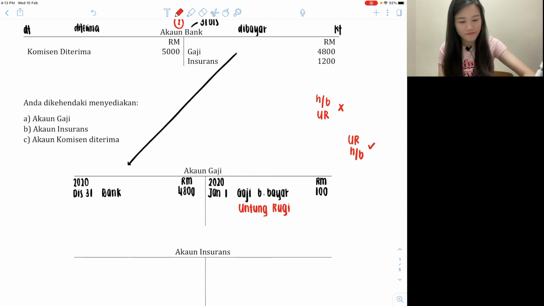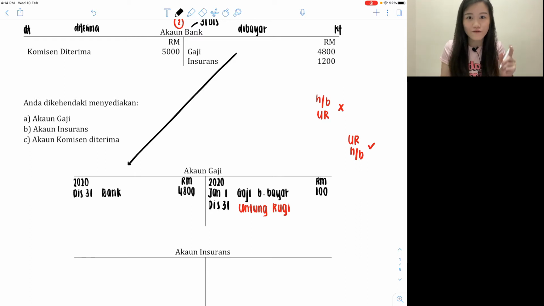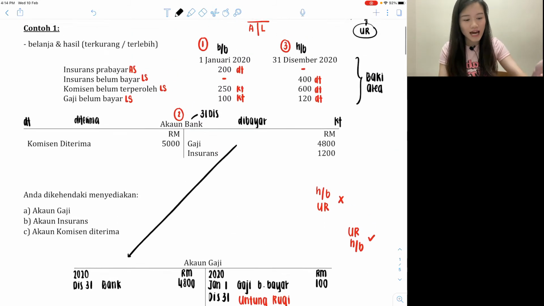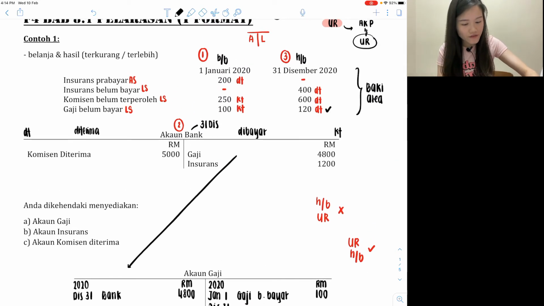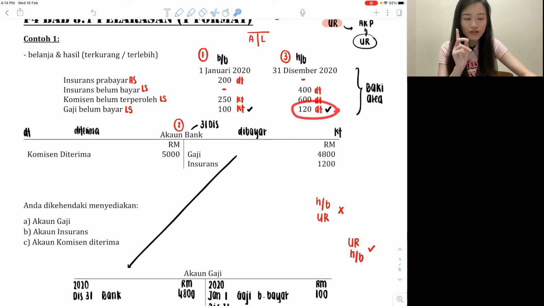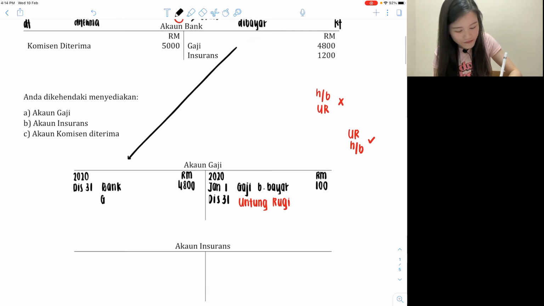So done with that, now hold on. When you write your untung rugi, do not attach it with the January 1st. Of course, you have to change your date into year end, December 31st, because you're finding it during year end. So left the space there for it already. Then third step comes in. Our baki HP is supposed to be on the credit side or debit side. Here, debit side, 120. So let's go to the debit side. Put in gaji belum bayar for it. Gaji belum bayar, 120.